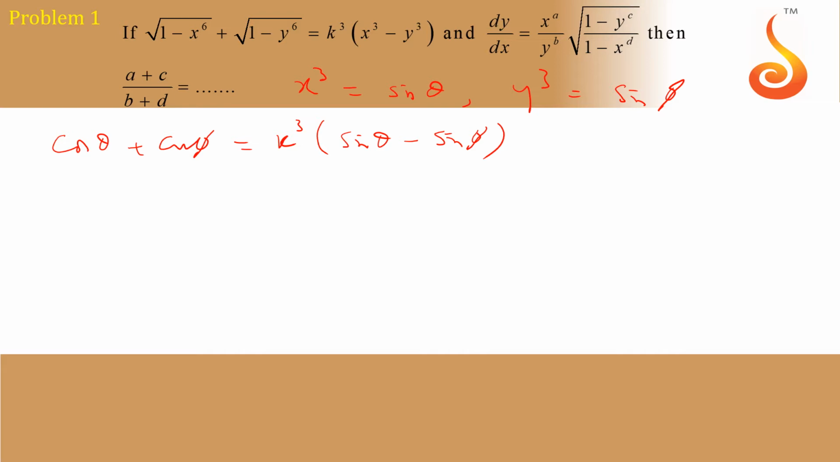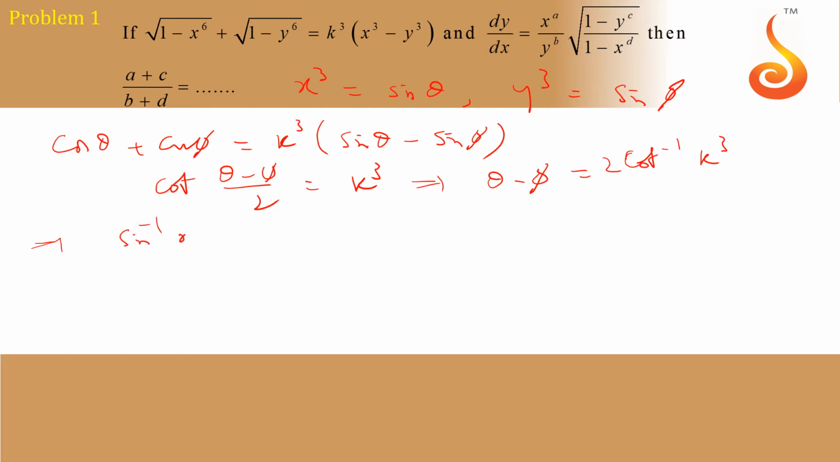Then if you apply transformations, 2 cos((θ+φ)/2) cos((θ−φ)/2) = k³ × 2 cos((θ+φ)/2) sin((θ−φ)/2). So you will be left over with cot((θ−φ)/2) = k³. This implies θ − φ = 2 cot⁻¹ k³. So what is θ? sin⁻¹ x³ − sin⁻¹ y³ = 2 cot⁻¹ k³.